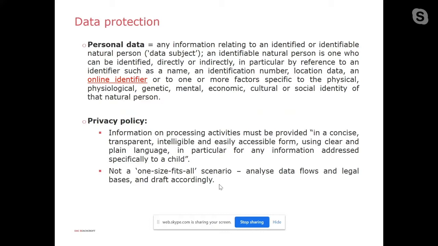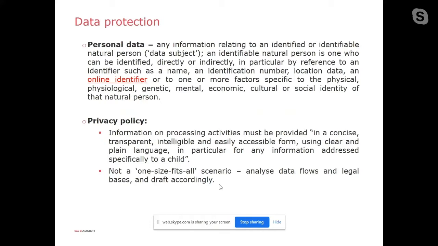So the default position really is, if a website operator collects personal data, then they will normally be classified as what's known as a data controller, and must therefore provide relevant data subjects with transparent information, normally in the form of a privacy policy. And that will cover how it collects that data, what it uses the data for, on what legal basis it processes that data.